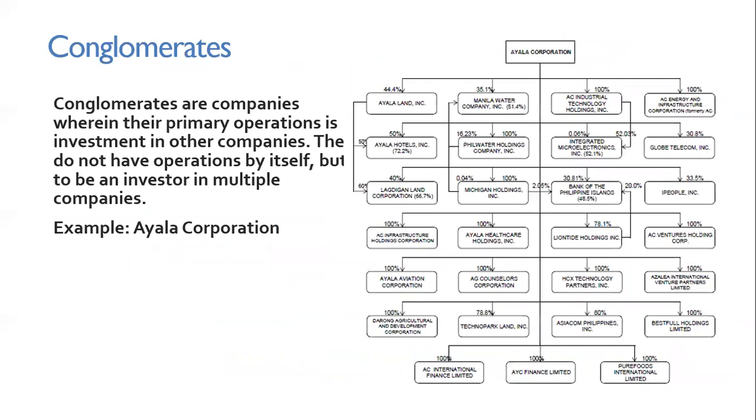Next are conglomerates. What are conglomerates? Conglomerates are companies wherein their primary objective or primary operation is to invest in other companies. They don't have manufacturing operations by themselves. An example of this is Ayala Corporation. So Ayala Corporation, wala siyang pinoproduce on its own as a company. Pero its objective is to invest in each of these companies.